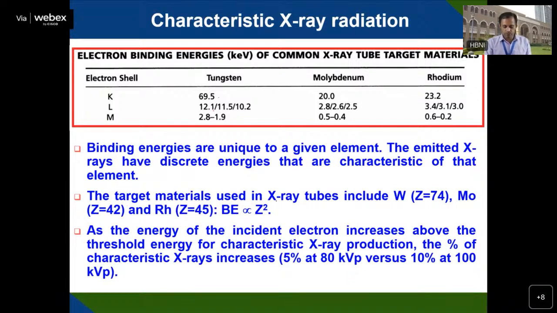So the target materials used in an X-ray tube are mostly high-Z materials, that is tungsten, or rhodium, or molybdenum, which we use in the X-ray source. As the energy of the incident electron increases above a threshold energy, characteristic X-ray production occurs. The percentage of characteristic X-ray increases depending on the energy of the incident electrons. Different materials have different characteristic X-rays depending on their binding energy.